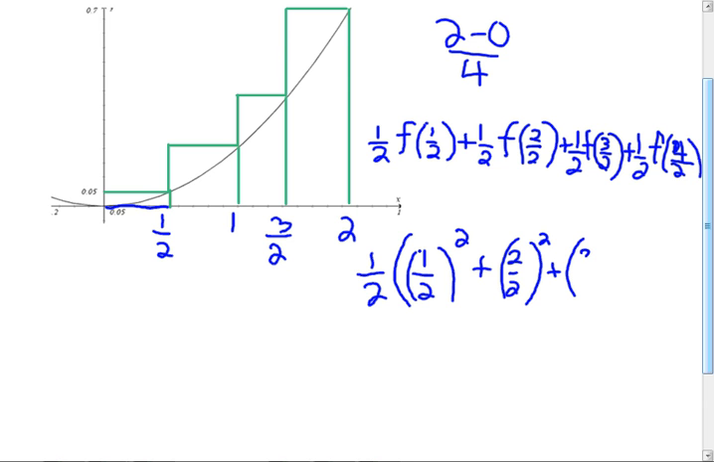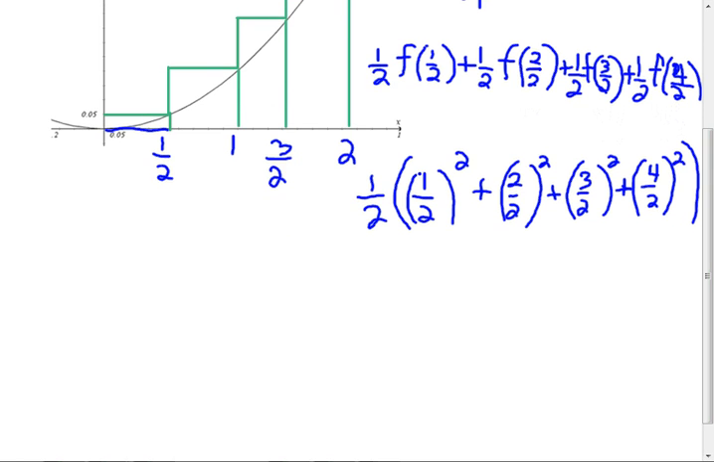Then this is 3 halves squared plus 4 halves squared. And that is just arithmetic, right? It's better than the 2 rectangles. It's still not great.